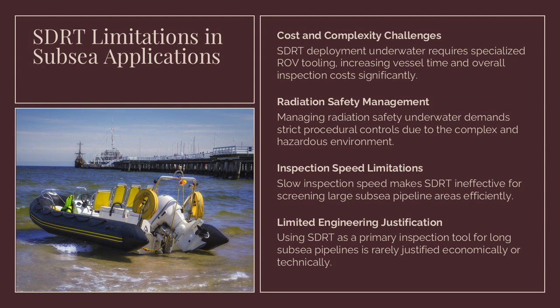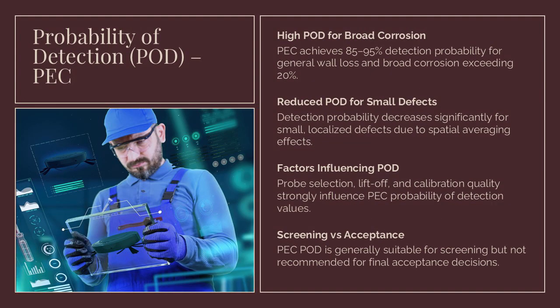economic perspective. PEC demonstrates a high probability of detection for general wall loss and broad corrosion features, typically in the range of 85 to 95% for metal loss exceeding approximately 20%. POD decreases significantly for small, localized defects due to spatial averaging. Speaker notes should clarify that POD values are influenced by probe selection, lift-off, and calibration quality, and that PEC POD is generally sufficient for screening purposes but not for acceptance decisions.